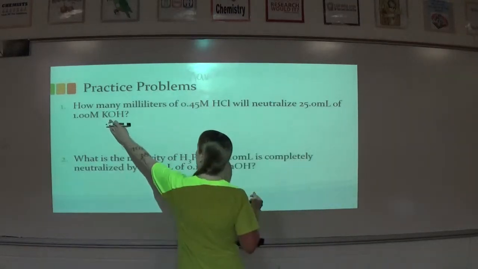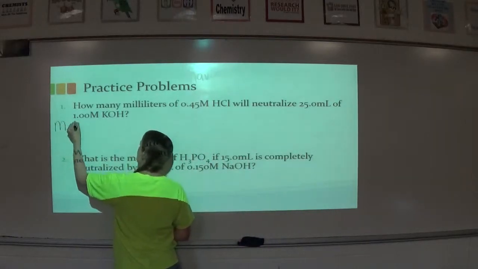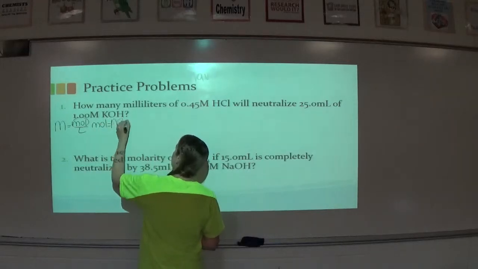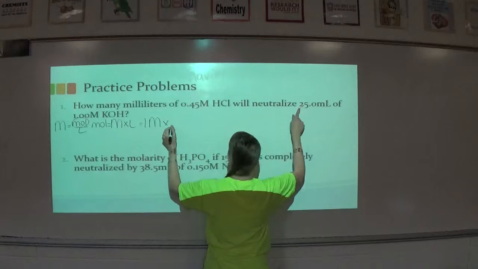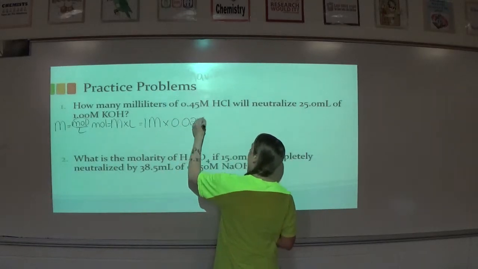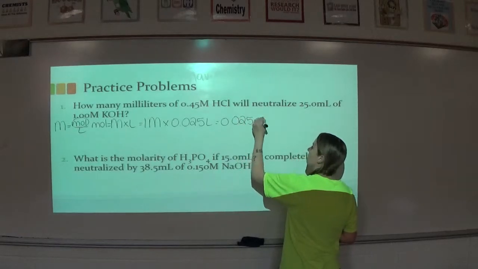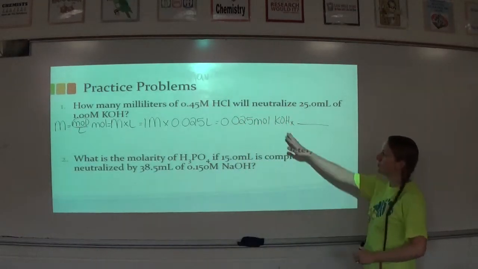So remember, first I know my molarity and my volume of KOH. Remember, molarity is moles per liter, but I can solve for moles by doing molarity times liters. So my molarity is 1. My liters is 0.025. Don't forget to change it to liters. So that gives me 0.025 moles of KOH. Well, I'm just going to continue right here.